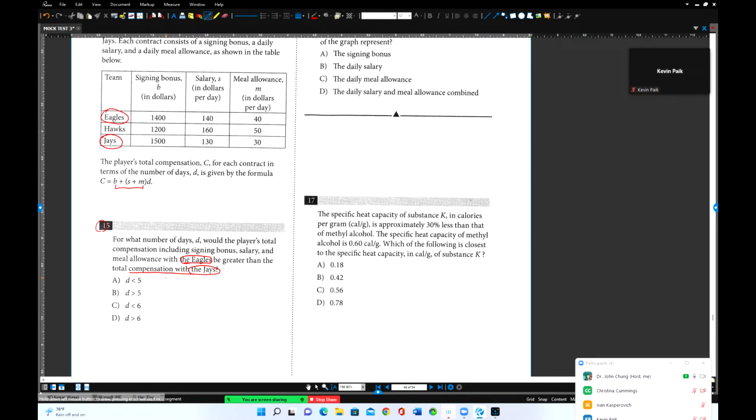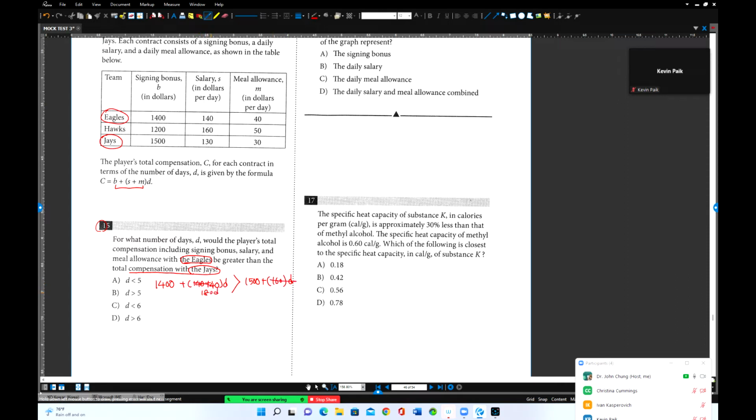Okay, we have to find it. B is 1400. Total compensation is 1400 plus S plus M, 140 plus 40, times the number of days D, right? And this one should be greater than the Jays'. 1500 plus 130 plus 30 is 160 times D. We have to solve this. So this is 180D and 160D.